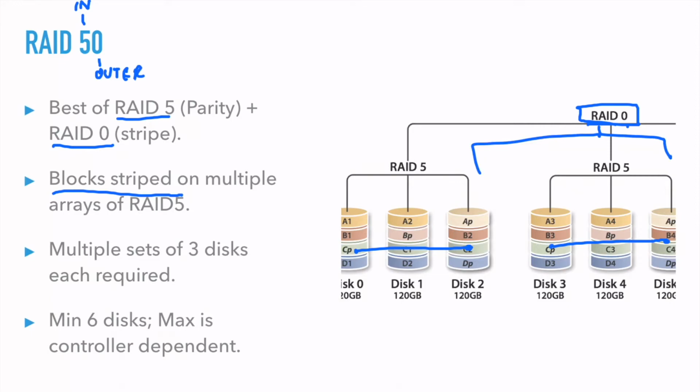So it would send over here A1, A2, it would alternate and send A3, A4 over here, and A5, A6 to another set, and so on and so forth. So you're getting the best of fault tolerance, space, and performance in RAID 50. You need multiple sets of 3 disks each. Minimum 6 are required, max is controller dependent.